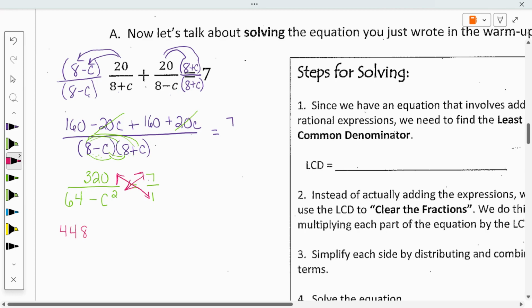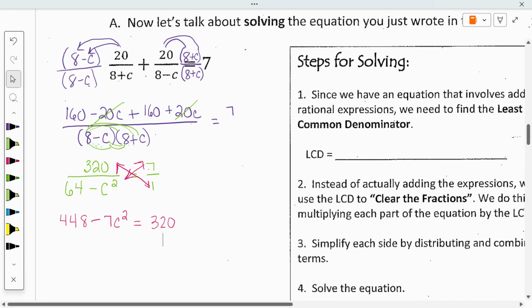Did someone do the math? 64 times 7 on a calculator? Minus, yes it is. Minus 7c squared equals 320. Okay, now what? Do you guys understand that I just cross multiplied? Okay, so now what am I going to do? Yeah, subtract 448 from both sides. Okay, so let's see. Negative 7c squared equals negative 128, possibly.